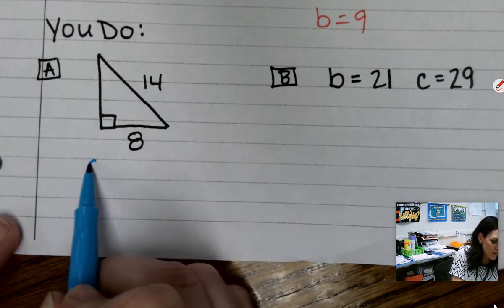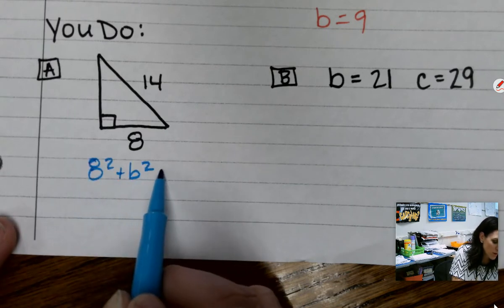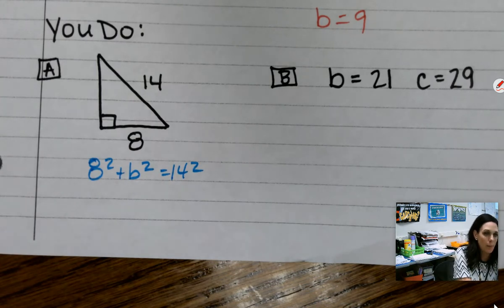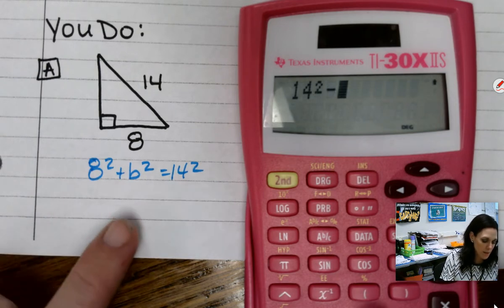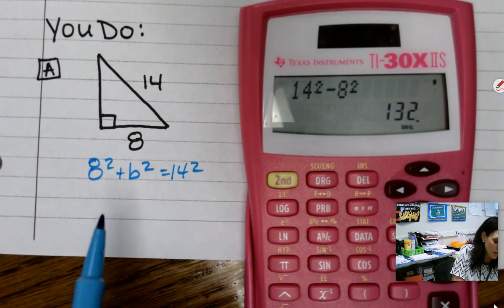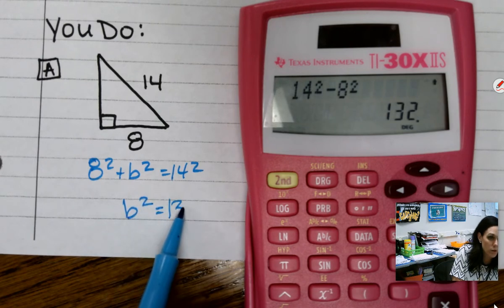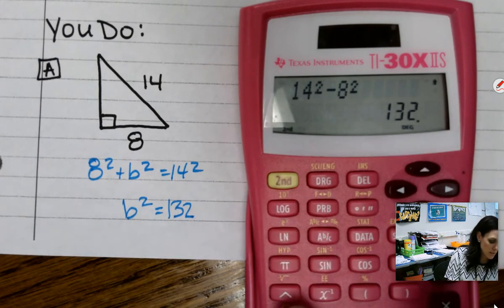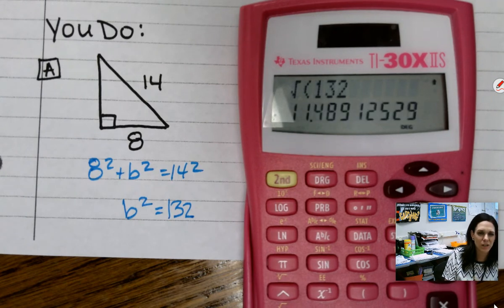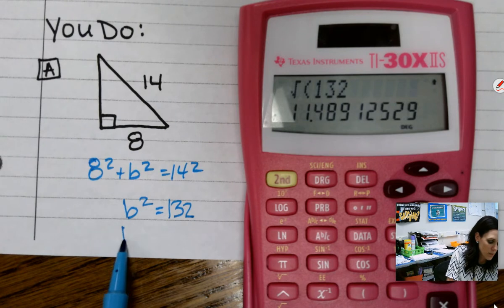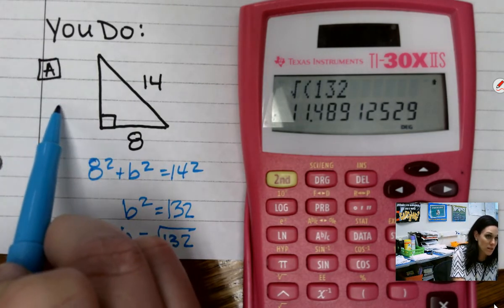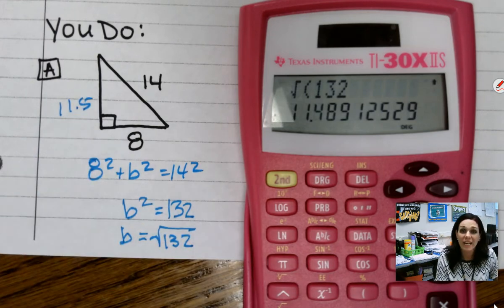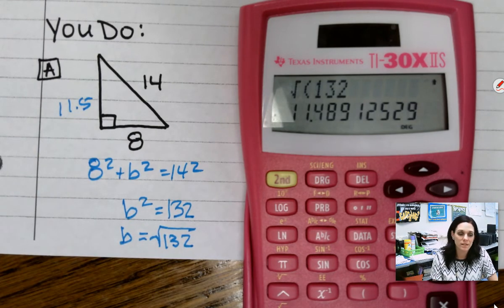We have 8 squared plus B squared equals 14 squared. I'm going to pick up my calculator and I'm going to do 14 squared, so my hypotenuse squared, minus my leg squared. So I get that B squared equals 132. I'm going to take the square root of that answer, and ooh, it's not perfect. So B has to be the square root of 132. It's about 11, which makes sense. It makes sense that this would be 11.5-ish, and it would fit our scenario, but we want to record our answer as the square root of 132.